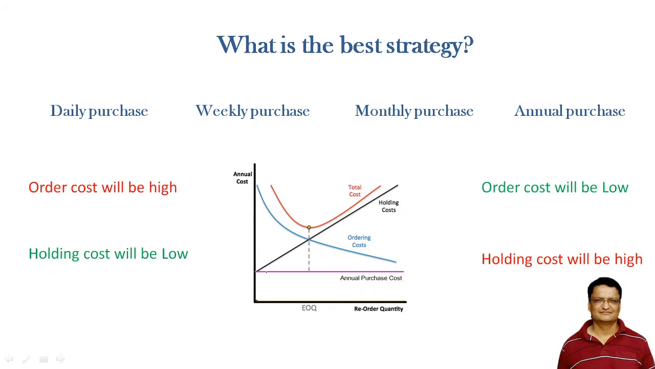So there are 2 different variables which run in opposite directions, but there will be some point where they cross each other, and I can consider that this point will provide me the lowest cost. There is some quantity associated with it which we call the EOQ, that is the economic order quantity. So what is the economic order quantity? It is the quantity for making the order which is the most economical.